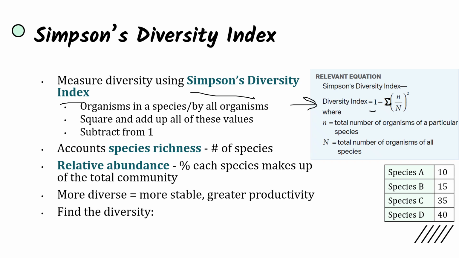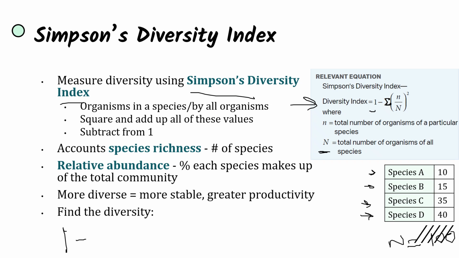Let's find the diversity of this community, where we have species A with 10 members, species B with 15 members, species C with 35 members, and species D with 40 members. So first up, we need to find capital M, the total number of organisms of all species. And adding up, 10 plus 15 is 25, plus 40 is 65, plus 35 is going to be 100. So we have a total of 100 organisms of all species within this community. And now we can set up our diversity index equation.